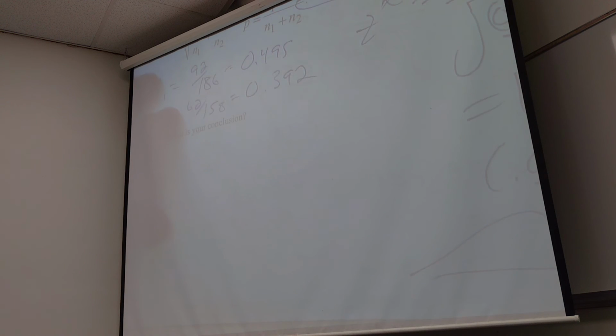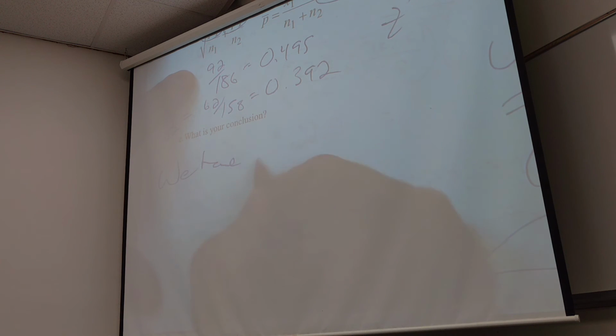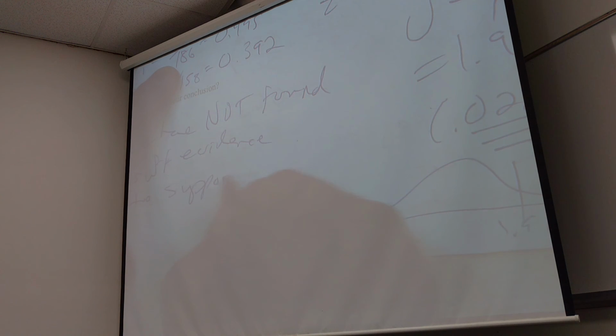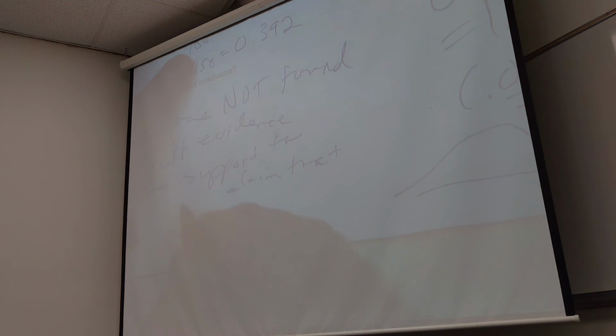So what's my conclusion? Did we make it far enough? Nope. We've been failing all day long. We have not found sufficient evidence. What was the claim? I want to use support language. The claim was the H1. We have not found sufficient evidence to support the claim that a higher percentage of women had less than a B minus. I could just use the exact language.